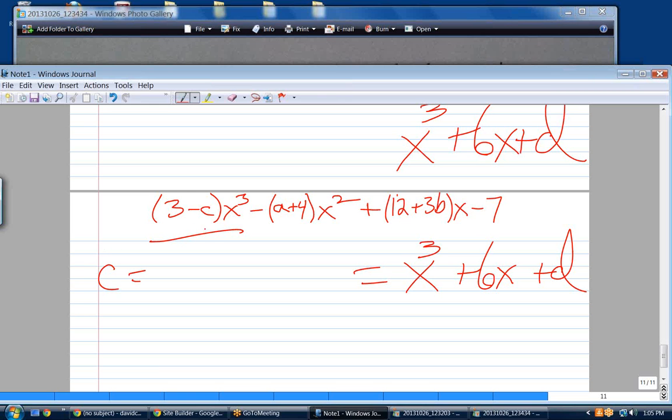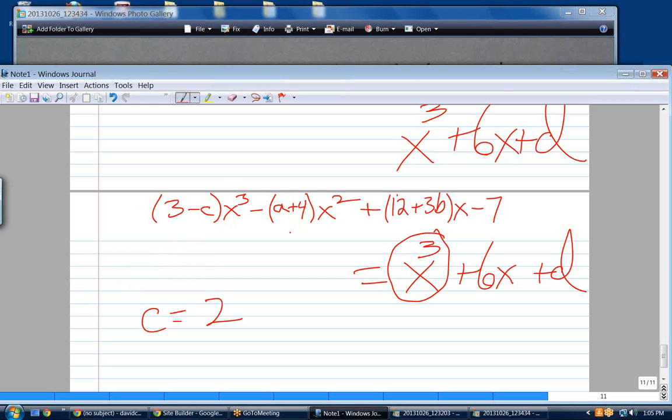In other words, you want to equate coefficients. Whatever coefficient you have on the left has to equal the coefficients on the right. The coefficient on the right of x cubed is 1. Therefore, 3 minus c has to equal 1. And c is going to equal 2. See, if I plug in 2 for c, I have 1x cubed. So that's all we're doing at this point: equating coefficients to solve for these variables.